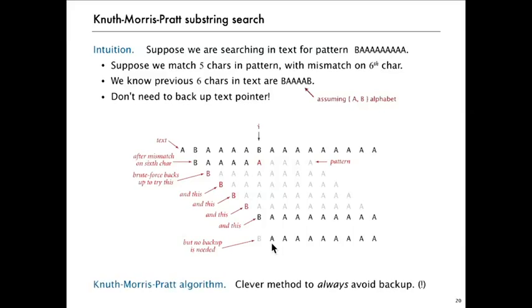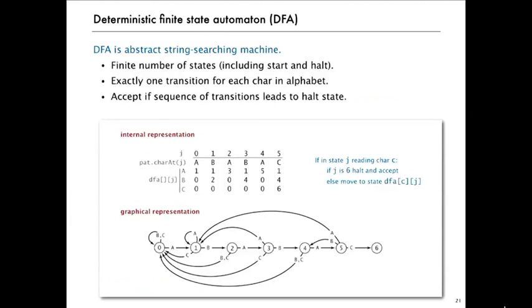So we can just keep going in the text pointer and start at the second pattern pointer. The Knuth-Morris-Pratt algorithm is a very clever method that manages to always avoid backup, no matter what the pattern is. So let's take a look at what's involved. It's based on the idea of building a deterministic finite state machine for string searching. Now, a deterministic finite state machine, if you're not familiar or don't remember, is a very simple thing. It's got a finite number of states. It's always in one of the states. There's a start state and a halt state.